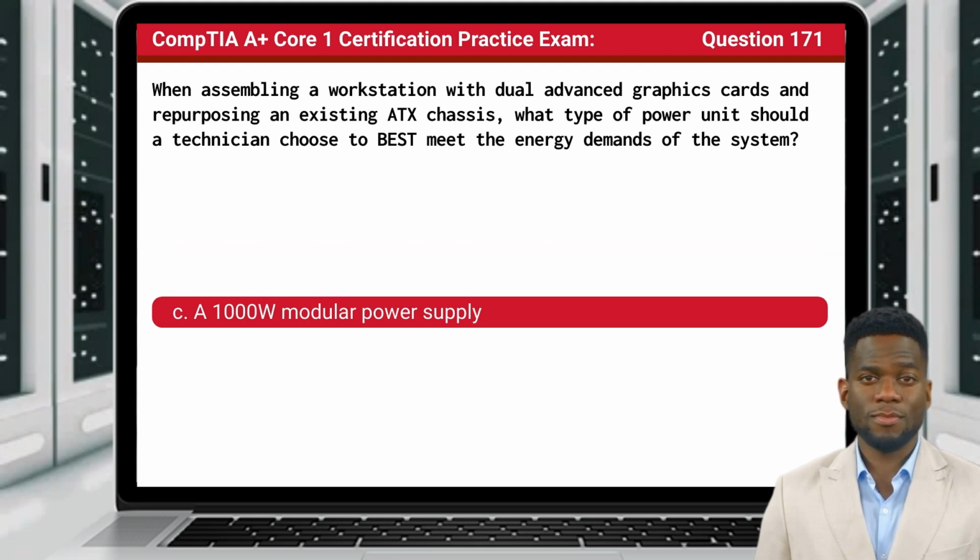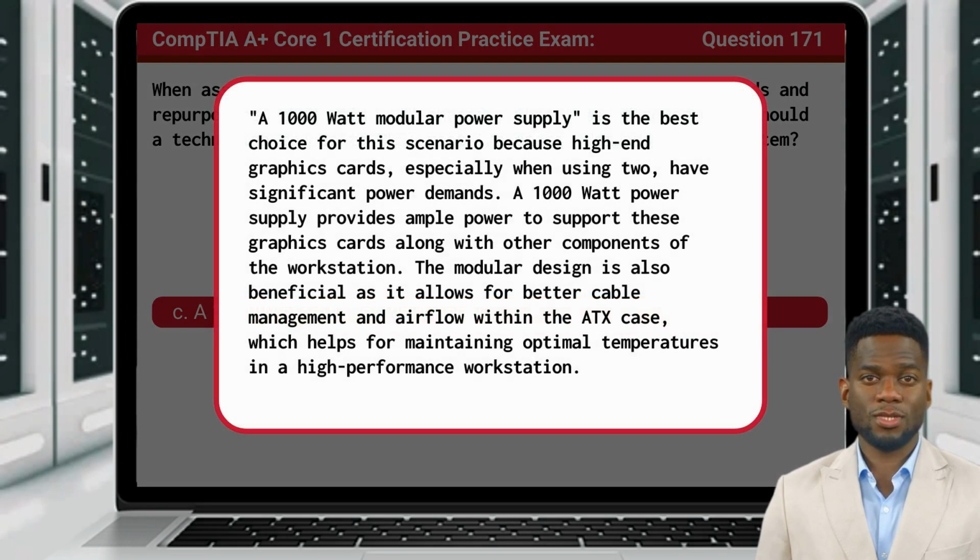The answer is C. A 1000-watt modular power supply. A 1000W modular power supply is the best choice for this scenario because high-end graphics cards, especially when using two, have significant power demands. A 1000W power supply provides ample power to support these graphics cards along with other components of the workstation. The modular design is also beneficial as it allows for better cable management and airflow within the ATX case, which helps in maintaining optimal temperatures in a high-performance workstation.